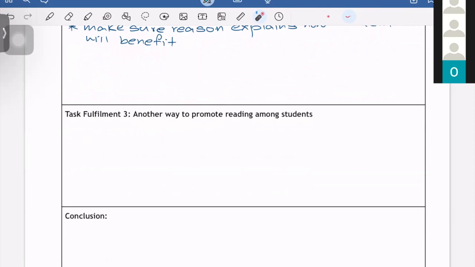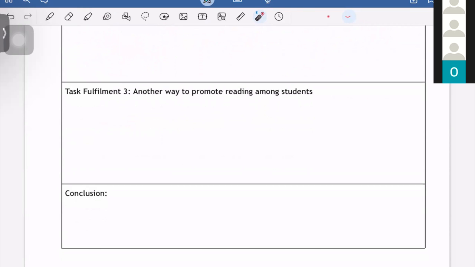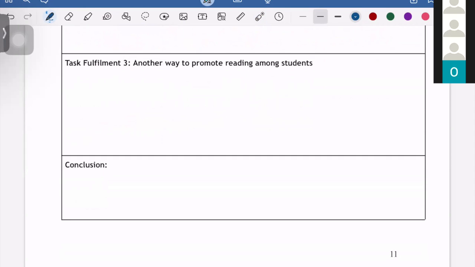Okay. Task fulfillment 3, another way to promote reading among students. So this point is completely from yourself. You don't have any information from the stimulus to help you. This is where you will be adding on a lot of ideas on how your idea will promote reading. Example, let's say you have a themed reading program.